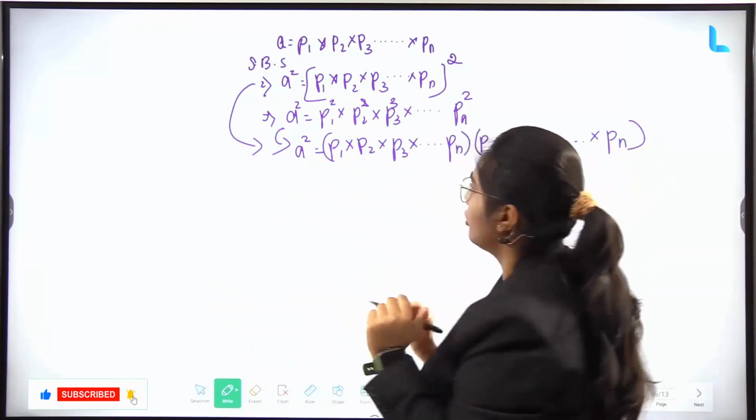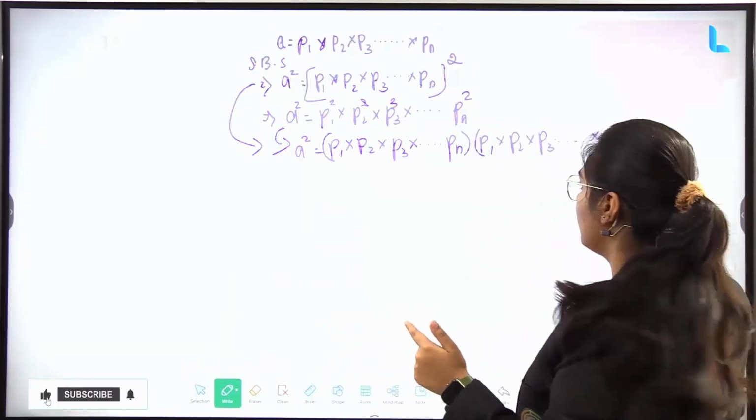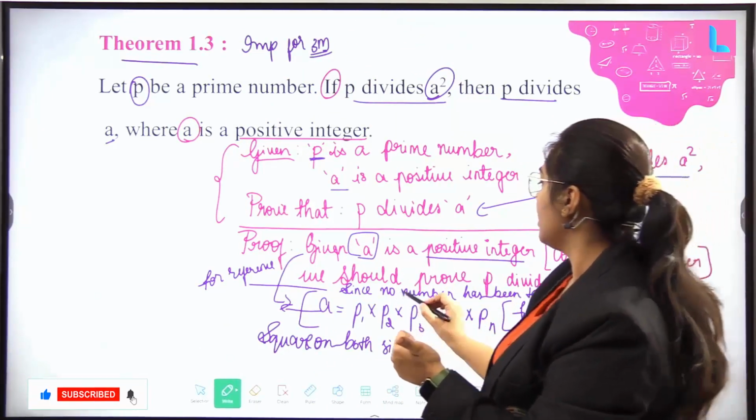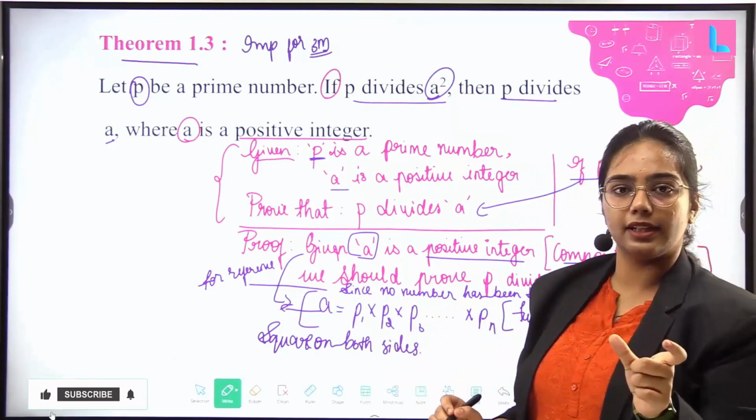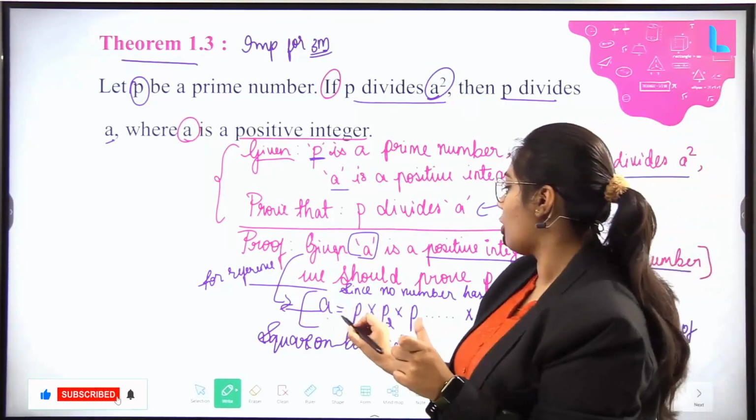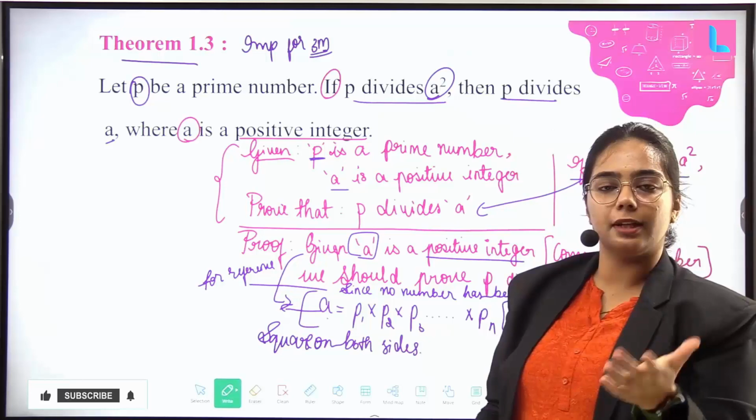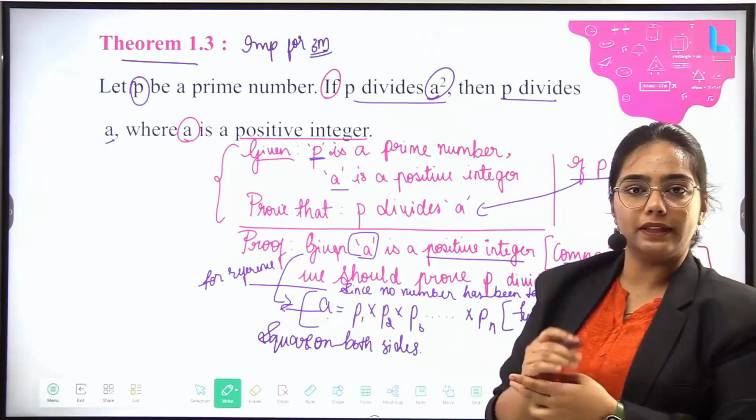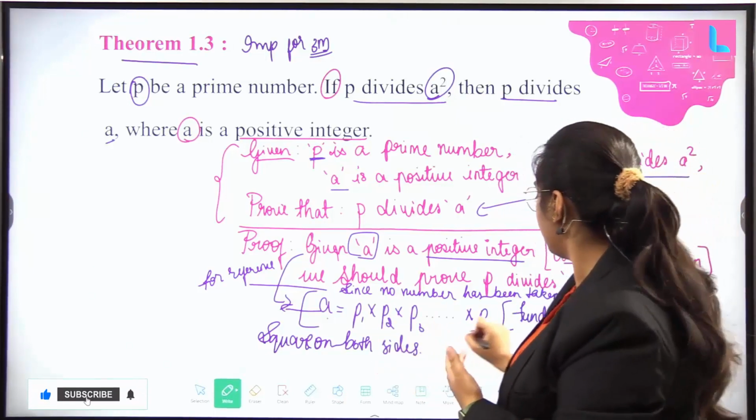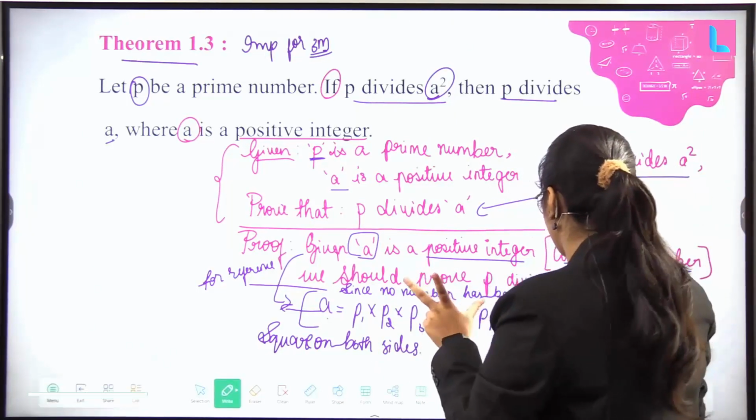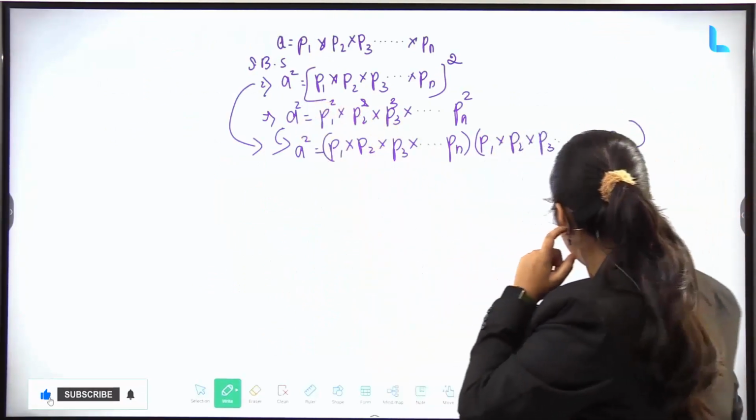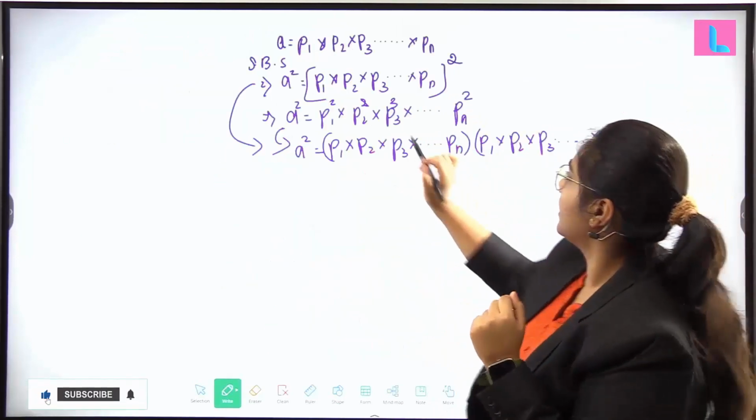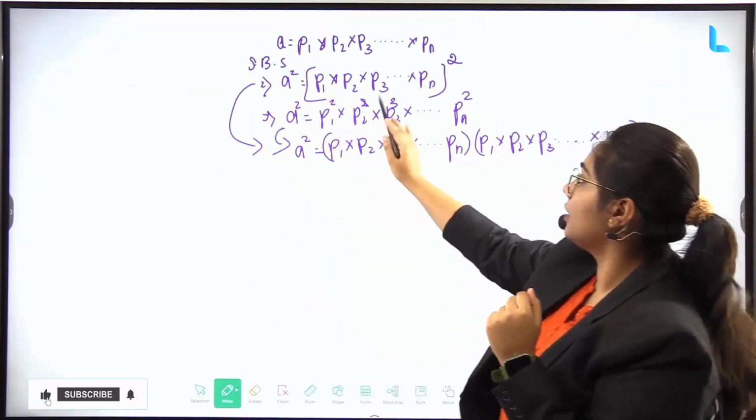... into Pn. Okay, till now what I have done over here: first we have considered that A is a positive integer and it is a composite number. Then to prove that, since we have not taken any numerical example, we are just considering that A is a composite number, and any composite number can be represented as a product of primes. So the product of primes P1, P2, P3, all these are prime numbers. So we are showing that and representing that in a product form. Since in the question we need that P divides A square, we are squaring on both sides and we are considering the whole thing.